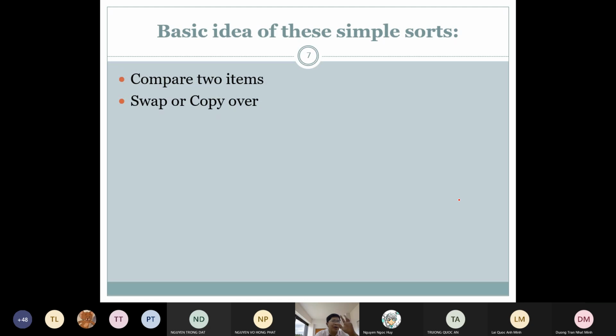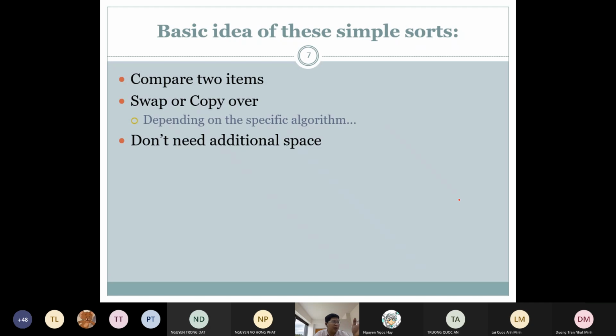So we compare two items and we do the swap. By just doing two operations like that, compare and swap, which are the basic operations that we need to do, we can, based on the algorithm, put the items in sorted position. There is one big thing that you need to remember: this sorting algorithm doesn't need additional space.